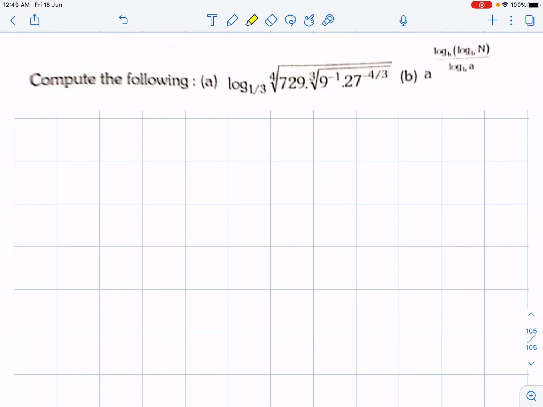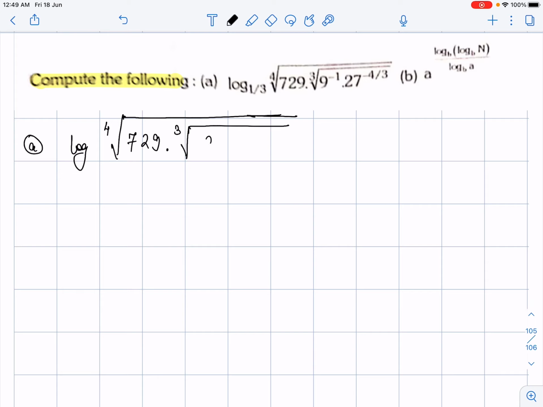So we'll be going to solve this question written on the screen. Compute the following. And what is the expression given to you over here? The expression is written like log of fourth root of 729 multiplied by cube root of 9 power minus 1 multiplied by 27 to the power minus 4 by 3 is given to us.